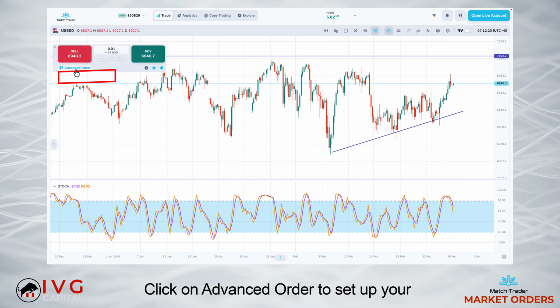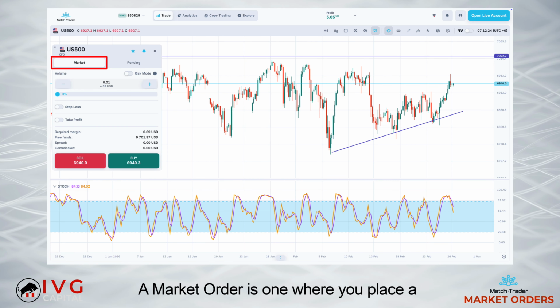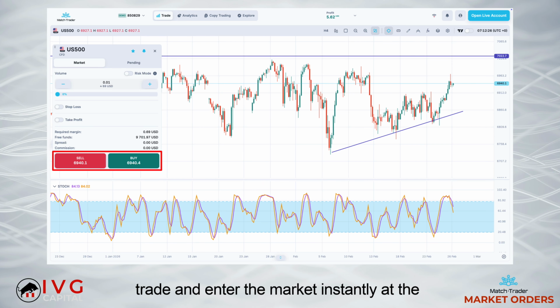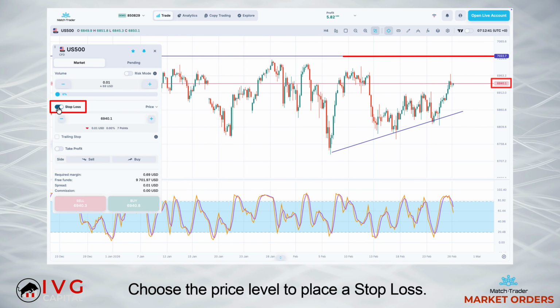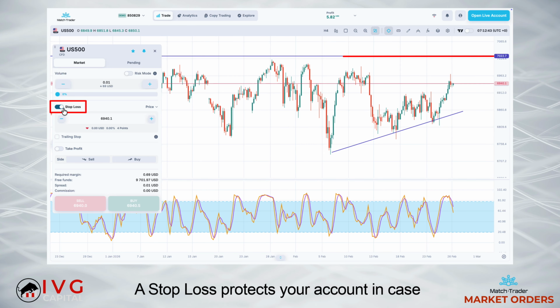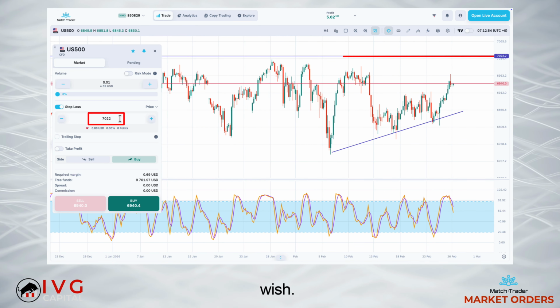Click on Advanced Order to set up your position and select Market. A market order is one where you place a trade and enter the market instantly at the current price. Choose a price level to place a stop loss. A stop loss protects your account in case price action does not go in the direction you wish.